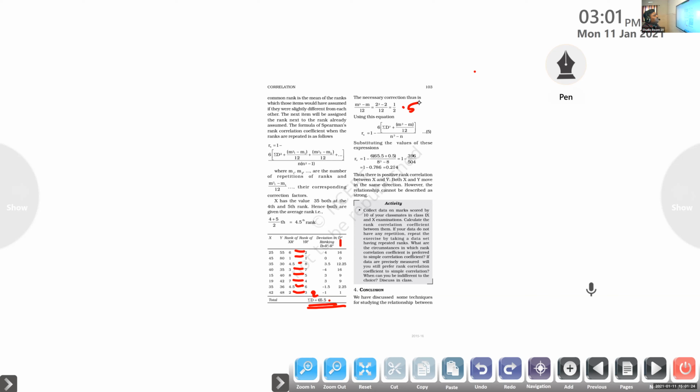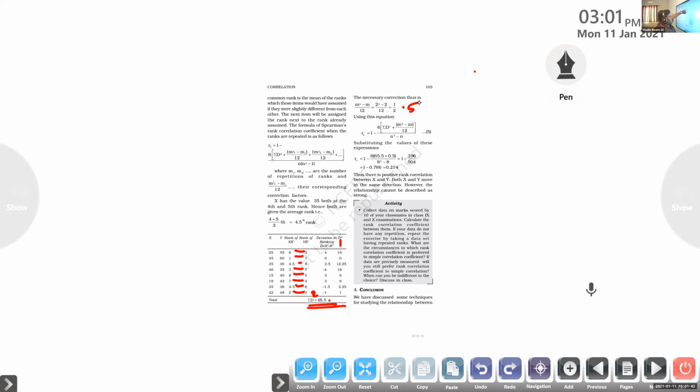Again we are applying these things in that equation. 1 minus 6 into sigma D square plus (M cube minus M) divided by 12, divided by N cube minus N. So 1 minus 6 into 65.5 plus 0.5, that's what, 1.5. That is the correction here.